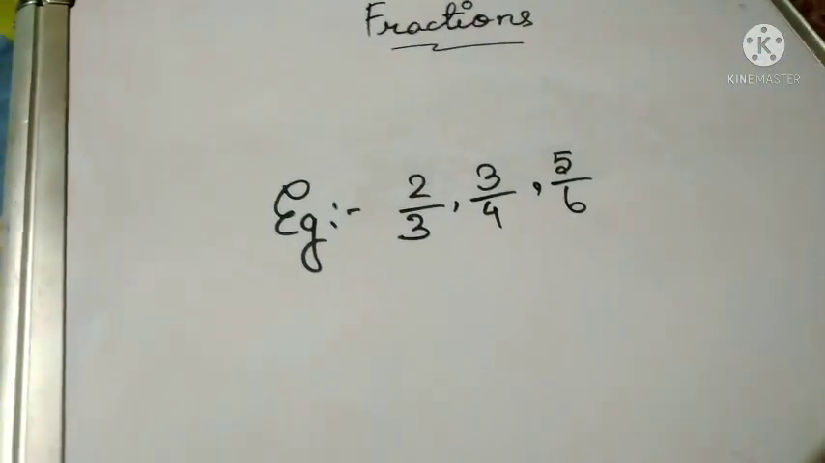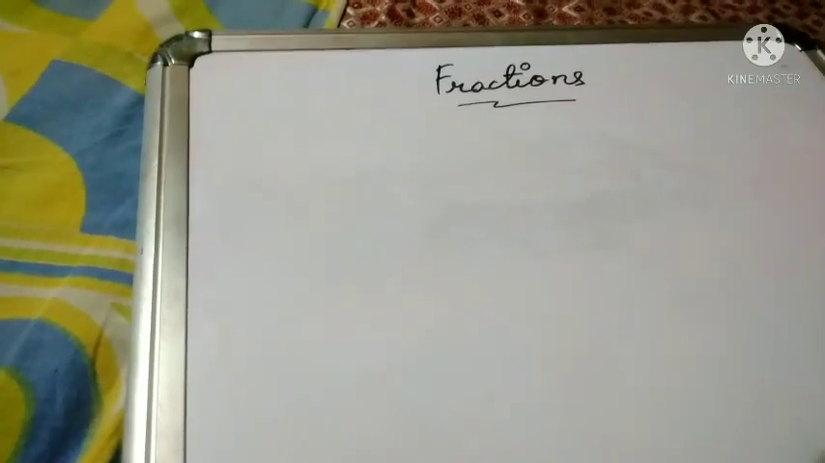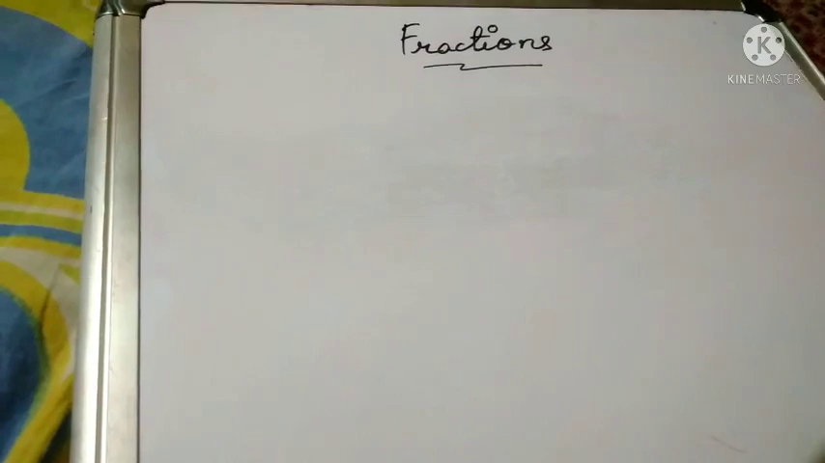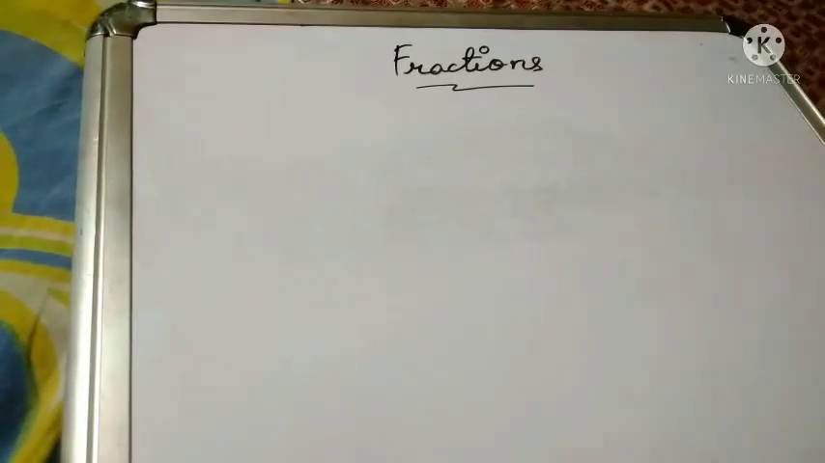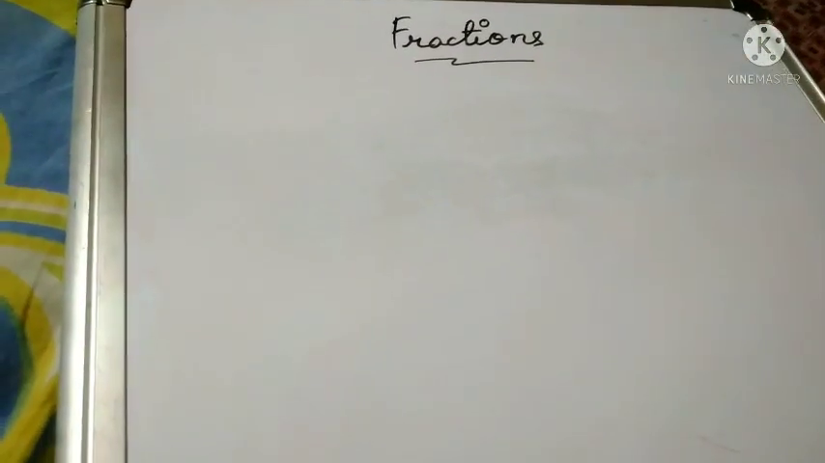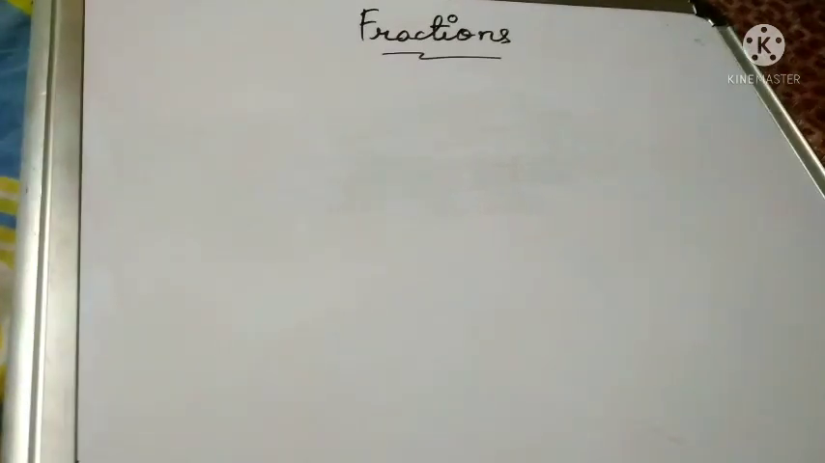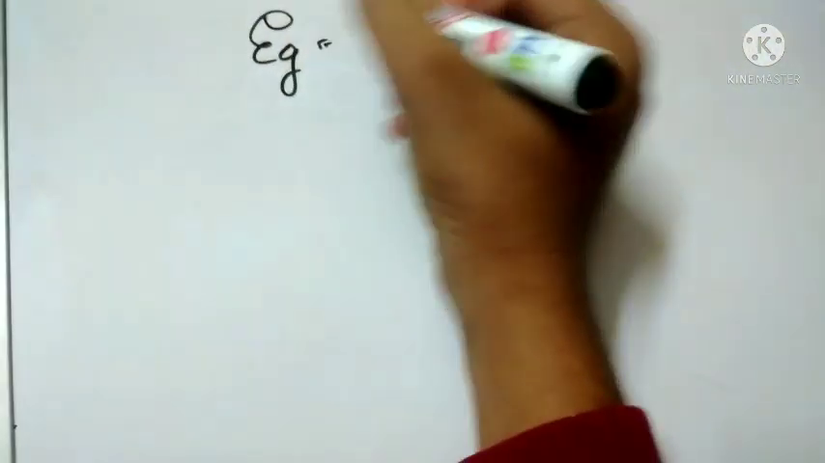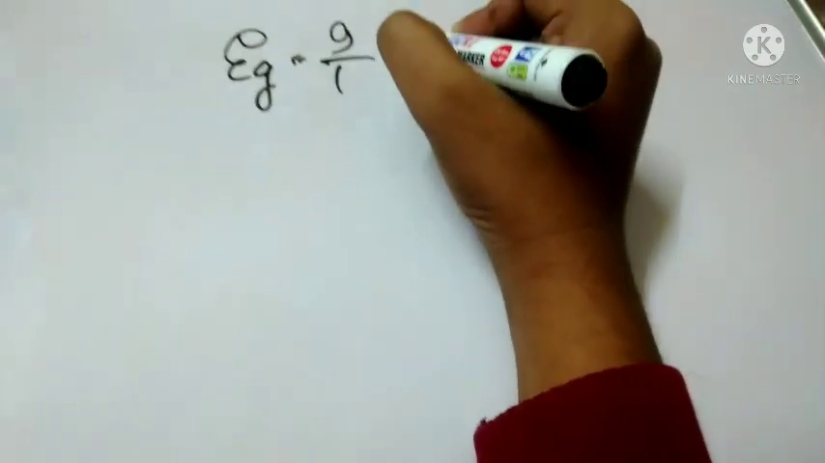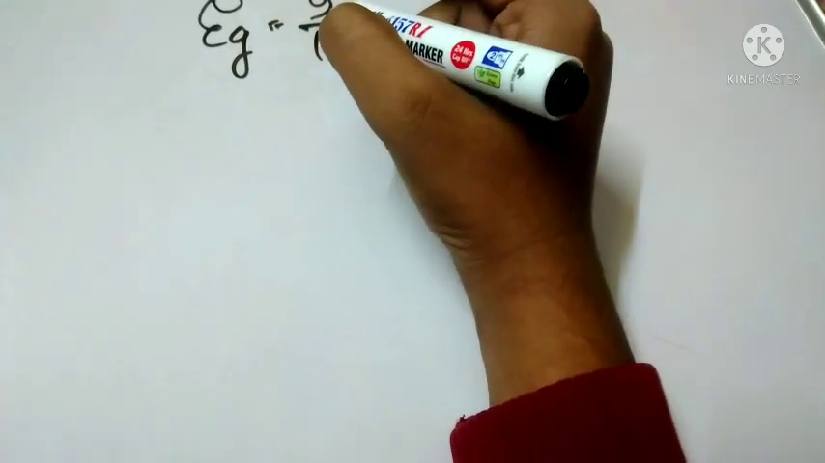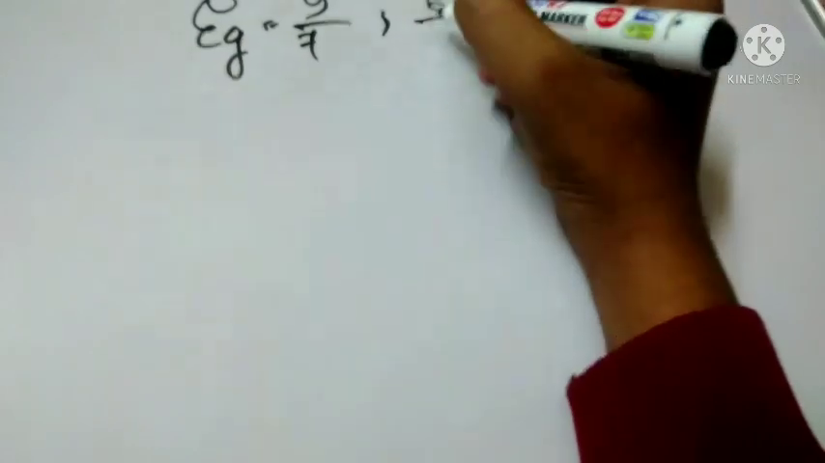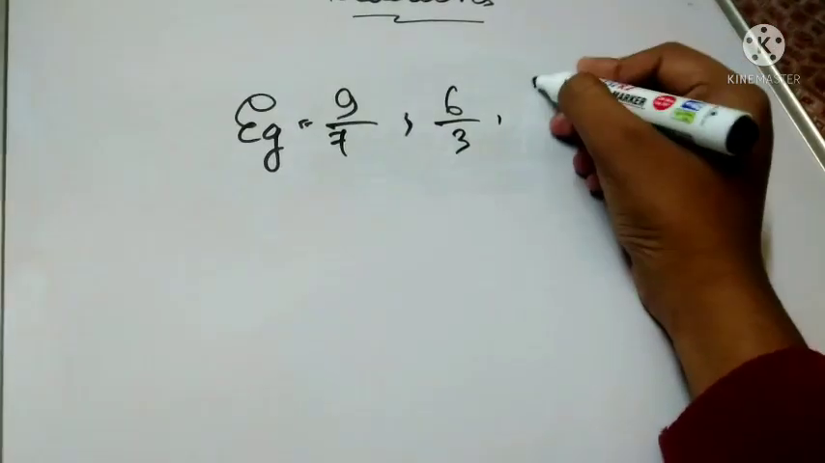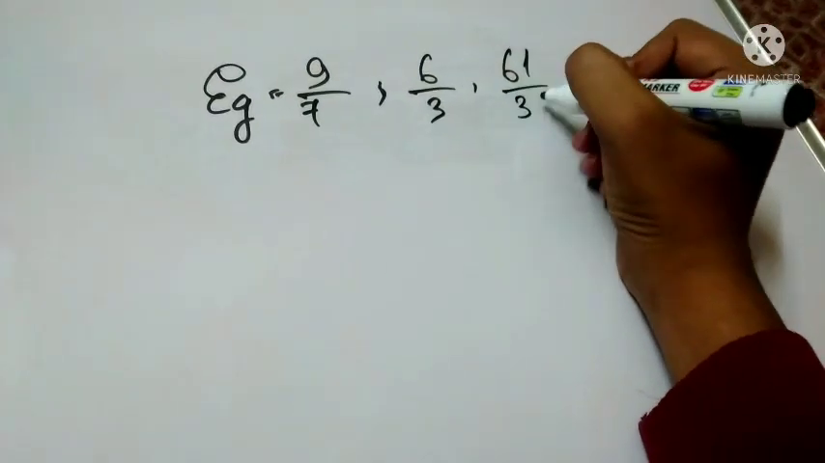So now we are going to learn what are improper fractions. A fraction whose numerator is equal to or greater than its denominator is called an improper fraction. Some examples of improper fractions are 9/7, 63/61, 37. These are all improper fractions.